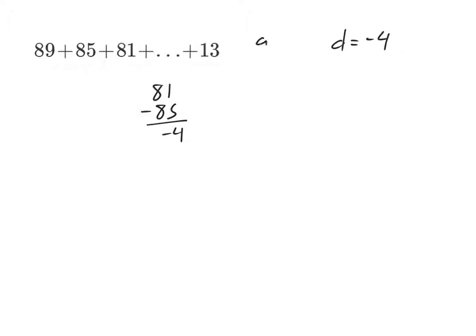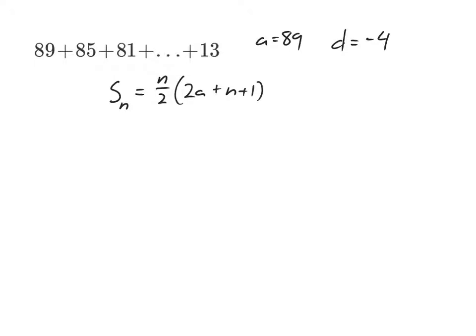And I'm going to say a is going to be my first term, which is 89. So knowing those two bits of information, I should be able to finish this off. So we have two equations. We have the partial sum, which is n over 2 times (2a plus (n minus 1) d). And then the other one is going to be n times (a plus a sub n) divided by 2.